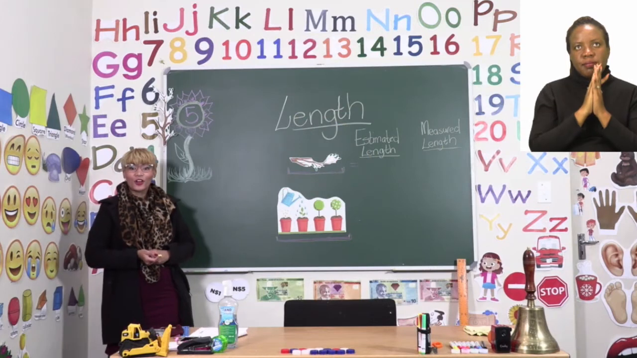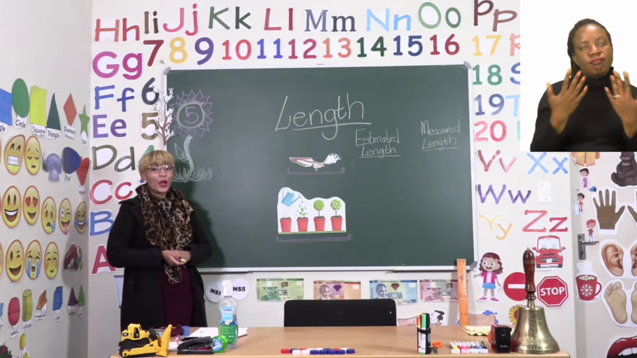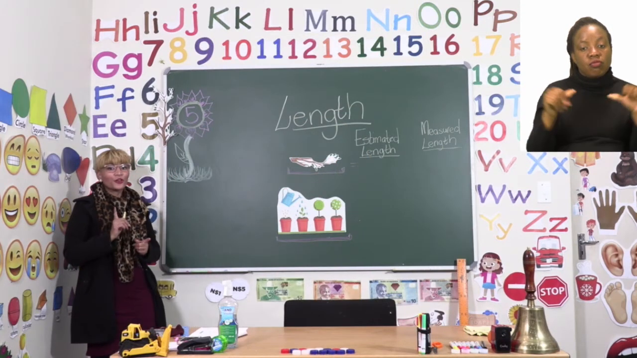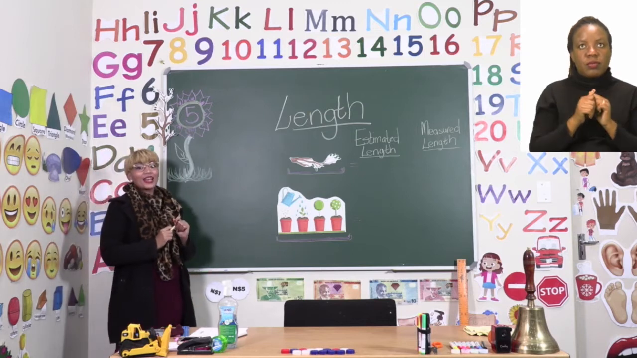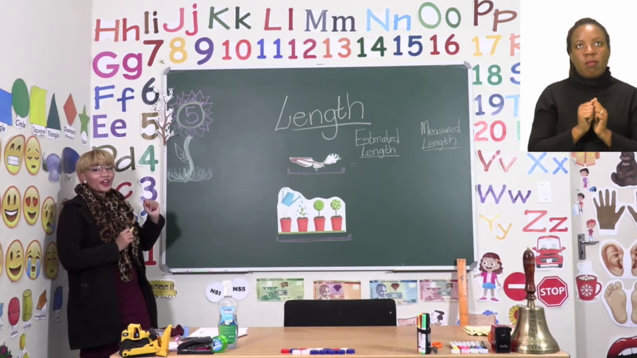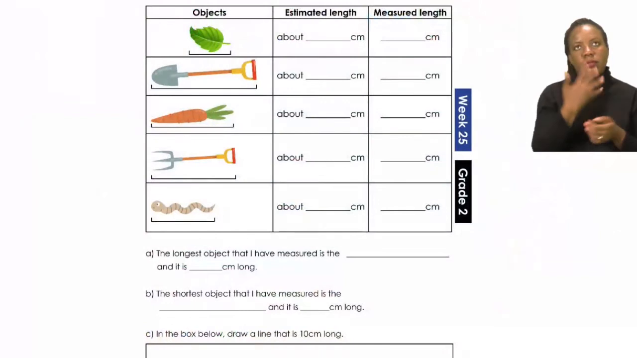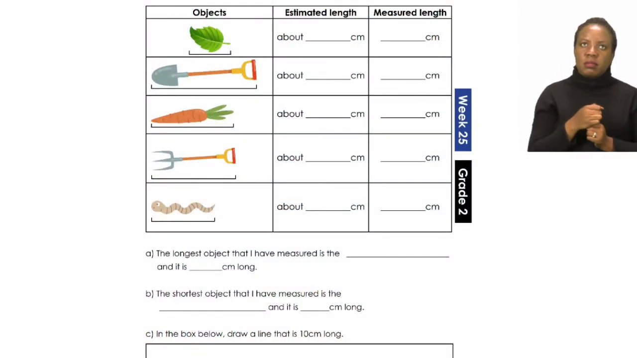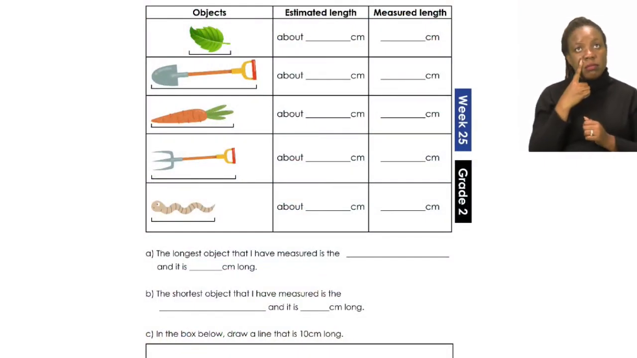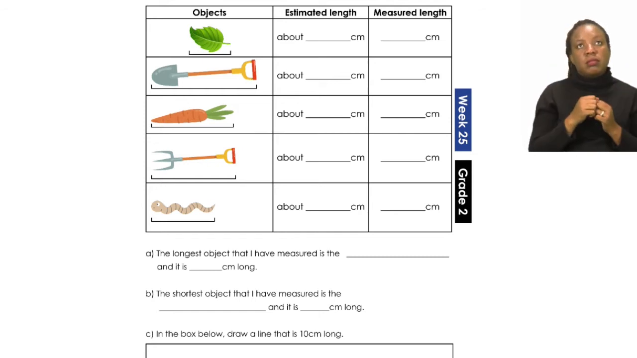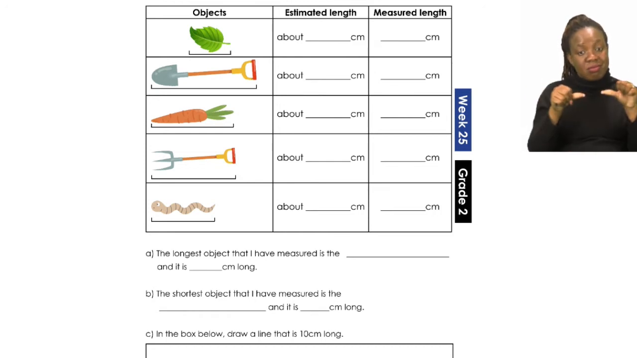In the next part of our lesson, we are going to do measurements and we are looking at length. Let's turn our booklets to page 5. Now on page 5, you will see measurement, length is our topic. And it says, use a ruler to measure the following objects and answer the questions below.